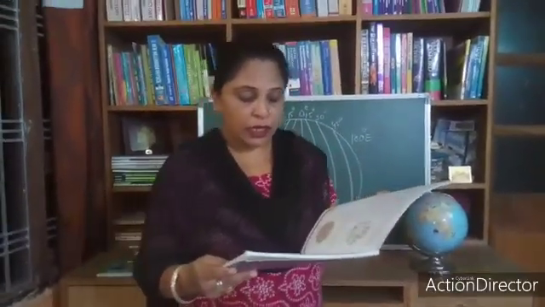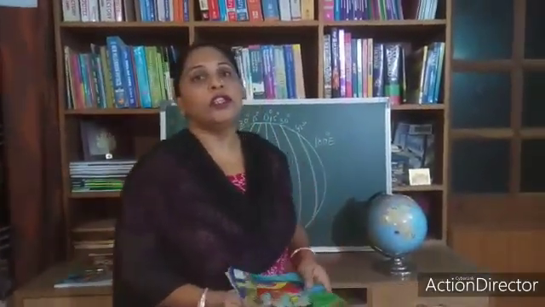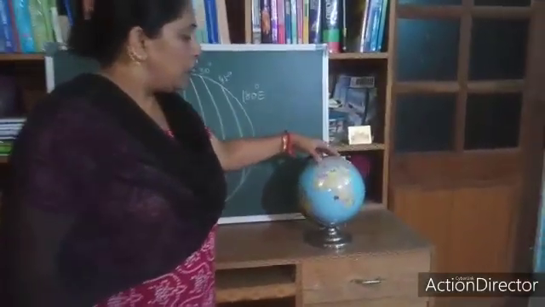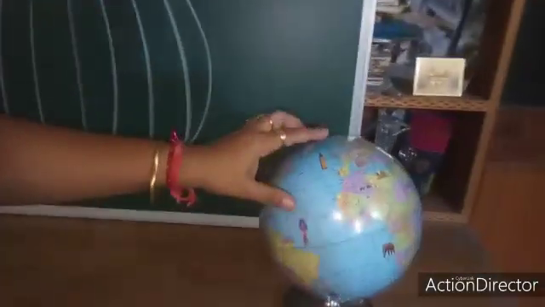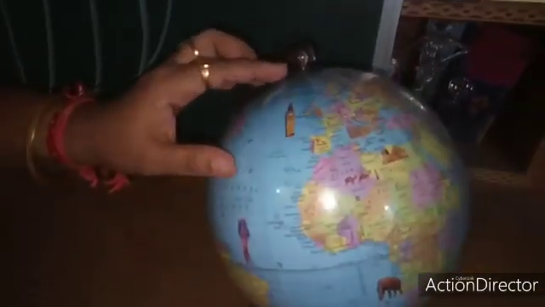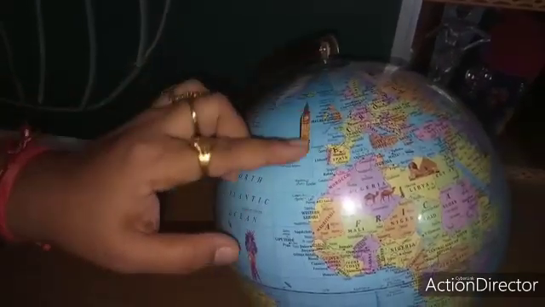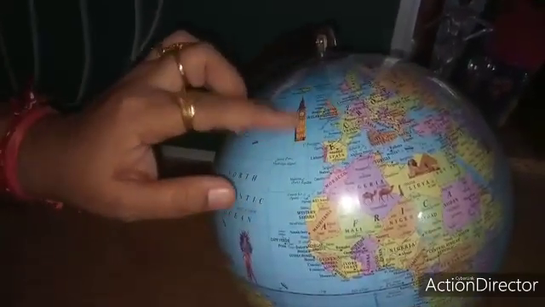So we were continuing with our chapter. Today I am going to teach you about numbering the longitudes. The longitude that passes through Greenwich near London is the prime meridian. Let me show you here. This is London. Though it is not clear, the prime meridian passes through this. Somewhere here is Greenwich.